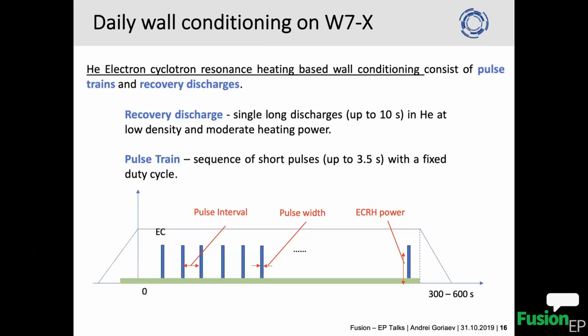So again, fuel recycling is a complicated process, and if you have a long discharge, you have the effect of trapping and detrapping, redeposition of fuel which was released from the wall. And in the case of a sequence of short pulses, we reduce the redeposition rate. Meaning we release some hydrogen from the wall during the short helium discharge, and we have time to pump it down. So this is the advantage of pulse trains.